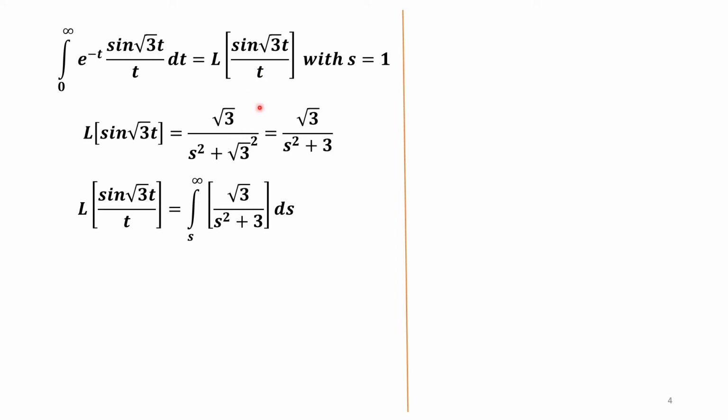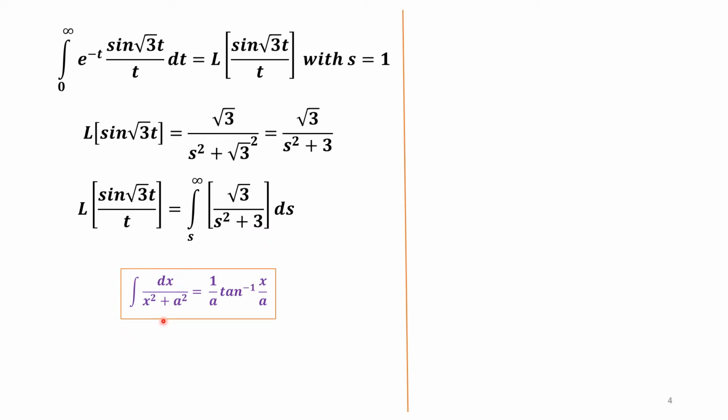So now calculating L of sine root 3t by t. Whatever answer we have got in the previous step, that answer has to be integrated between the limits s and infinity. Now root 3 is a constant which can be taken outside. So now this reduces to the form integration of dx upon x square plus a square. When I take root 3 outside, this will be ds upon s square plus 3.